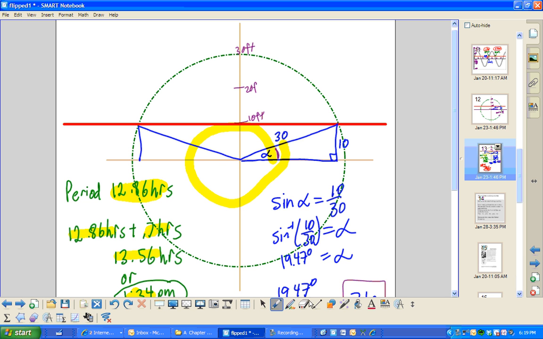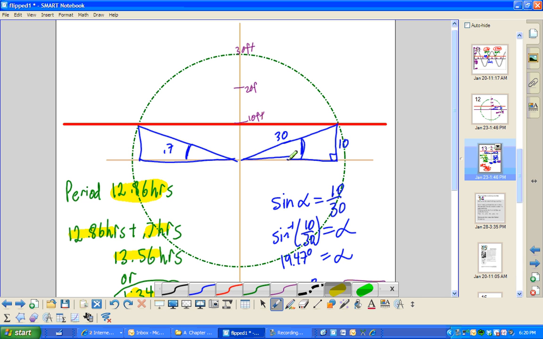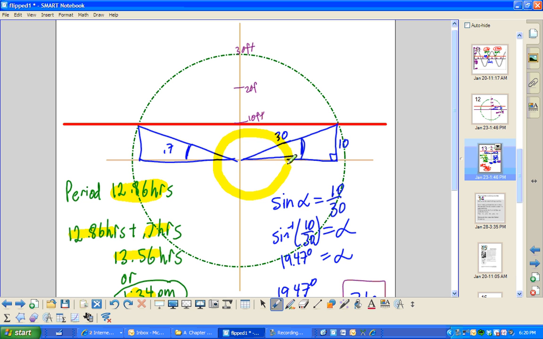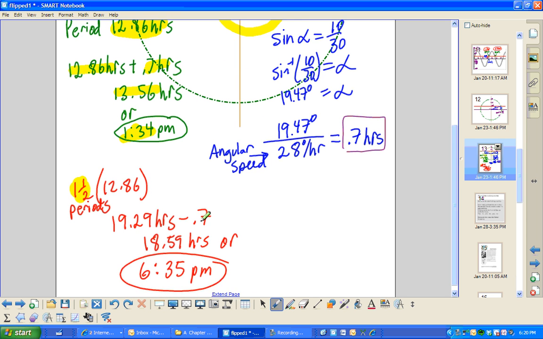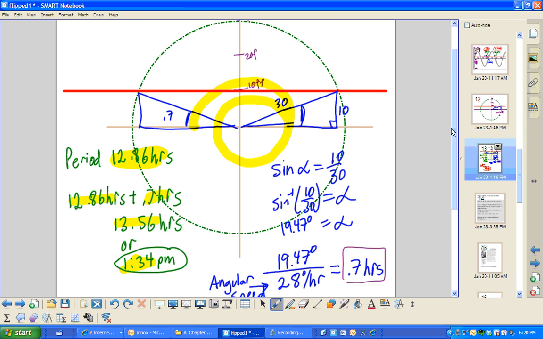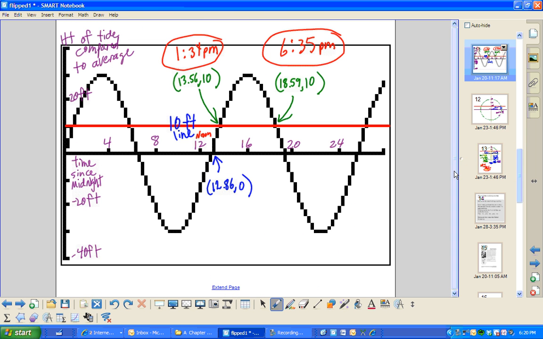And then the tougher one is the next time it gets to be 10 feet. Here's what I did to solve that out. We know it takes 0.7 hours for this, and we also know that that's 0.7 hours as well. So if we go all the way around, that's one full period, and then we keep going, that's 1.5 periods, but we take away the 0.7. So I took 1.5 times 12.86, which is 19.29, but I took away the 0.7 to get 18.59, which is 6:35 p.m., our other answer. So we solved it with the circle, and we solved it with the graphing calculator and graphs.